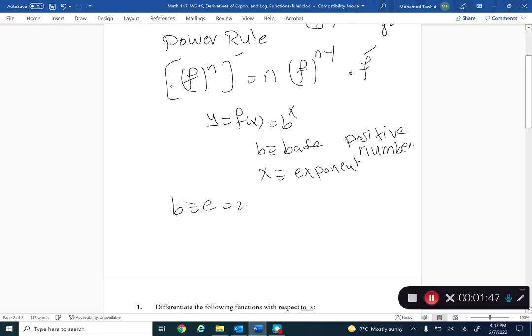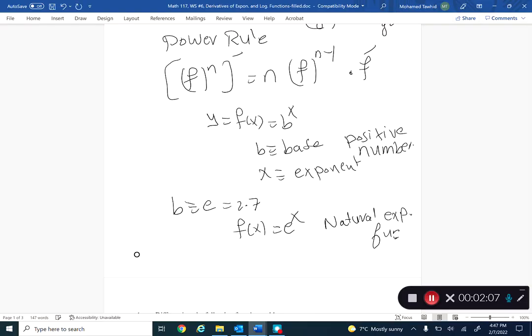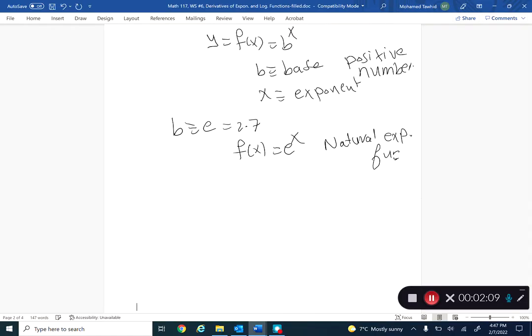Now, if you have b equal to e, what is e? e is about 2.7, if you look on your technology. Then you have the exponential function f of x equal to e to the power x, and this one we call the natural exponential function. So now, what is the rule to take the derivative? Let me give you a general rule.